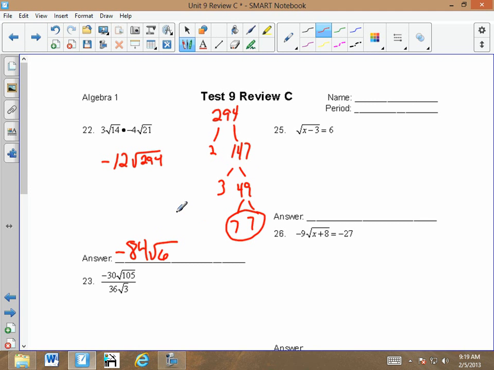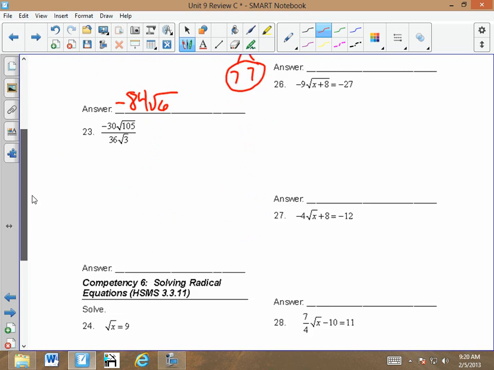Now, if I want to, I can check that answer in the calculator. 3 square root of 14, arrow over, times negative 4 square root of 21, arrow over, equals negative 84 square root of 6. So I was able to check my answer in the calculator. And I just held the calculator up like you can see it. Okay, now let's divide.